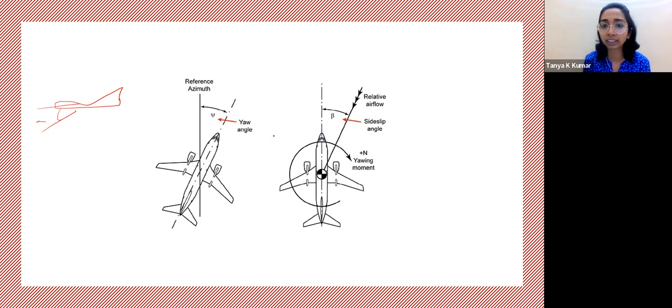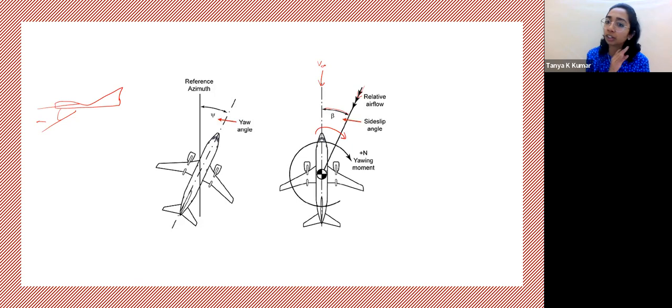Now, this analogous term in the top view is the side slip angle. So your initial free stream velocity was coming in this direction, but due to a gust, it has moved in this direction, which has introduced a side slip quantity here. And to stabilize the aircraft, we need to give it a yawing moment. So what we are effectively controlling here is the yaw angle.